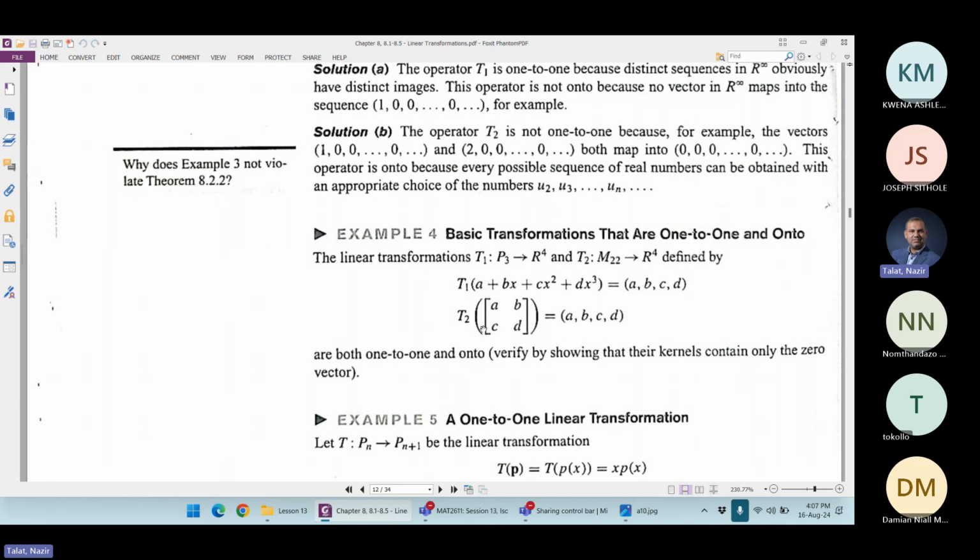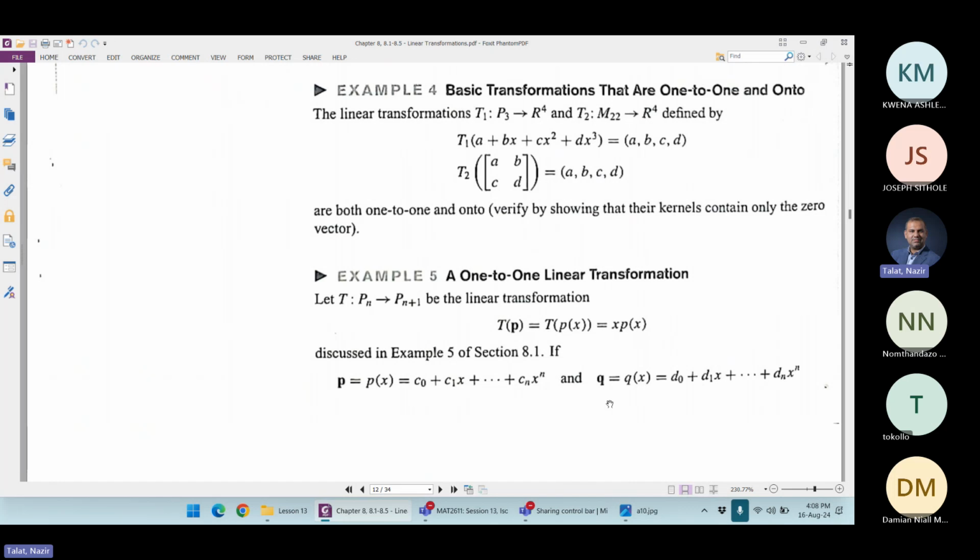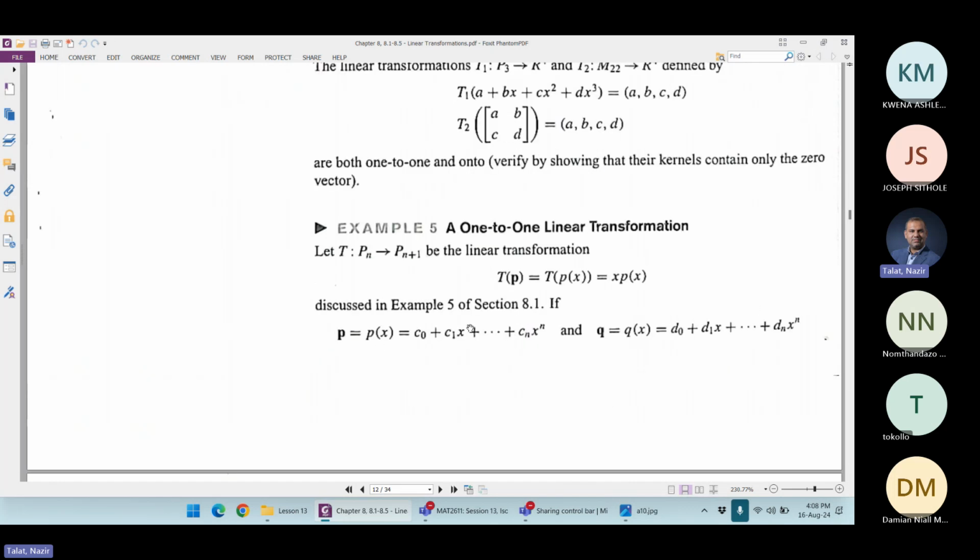Moreover, if you put 0 into that, this is an important example: the T maps 0 only to 0. It means the kernel set contains only the 0 element from the domain. Furthermore, these are examples of this transformation P and Q.